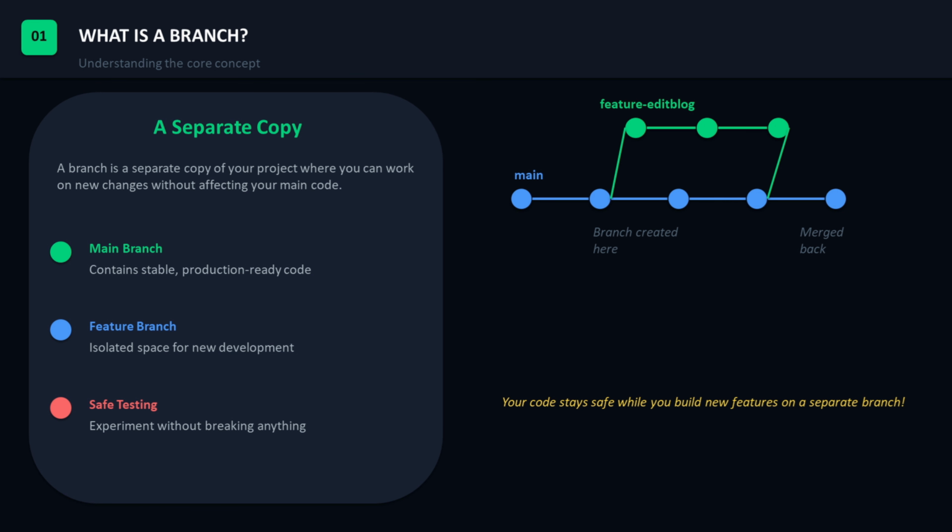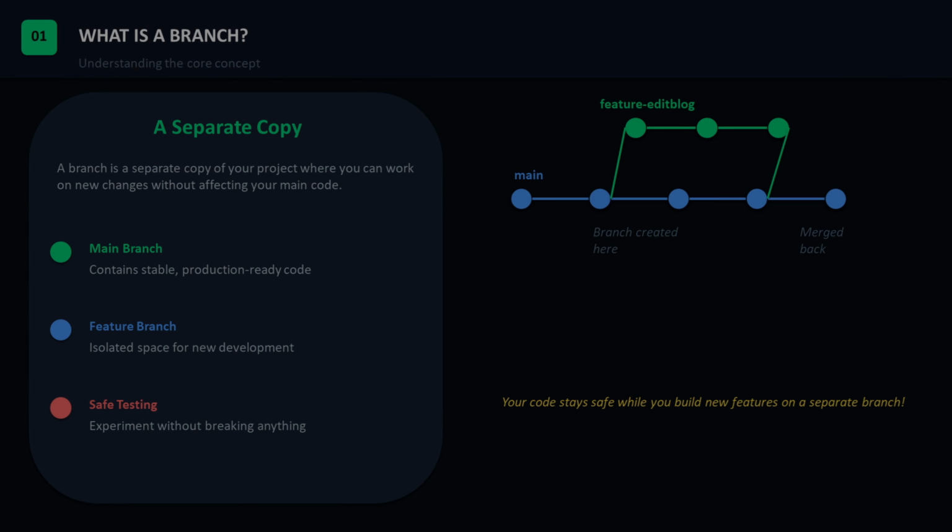For example, imagine you have an application. Your main branch contains the stable version of your application. Now you want to add a new feature, that is the edit block. Instead of directly changing the main code, you create a new branch called feature edit block. You can make all your changes there. After testing, you can merge those changes back into the main branch.